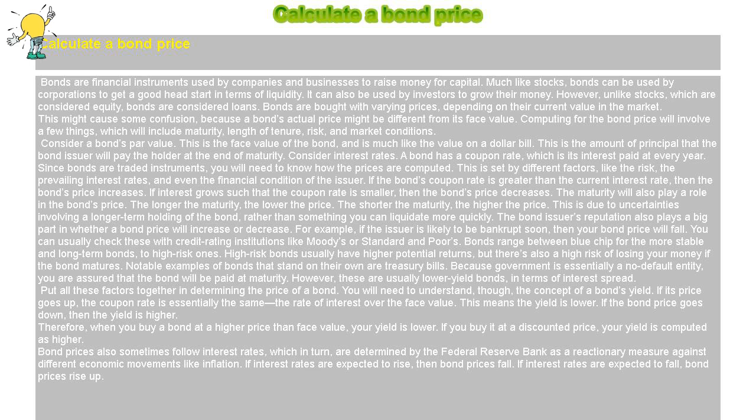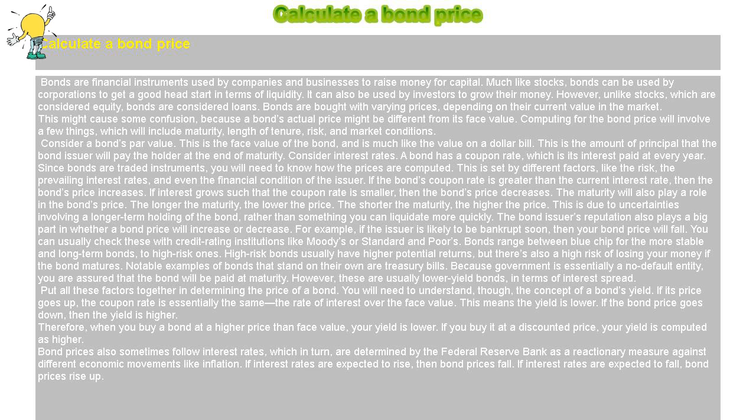Consider a bond's par value. This is the face value of the bond, and is much like the value on a dollar bill. This is the amount of principal that the bond issuer will pay the holder at the end of maturity. Consider interest rates. A bond has a coupon rate, which is its interest paid every year.